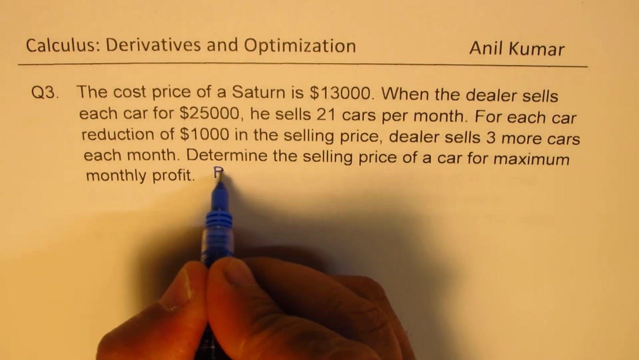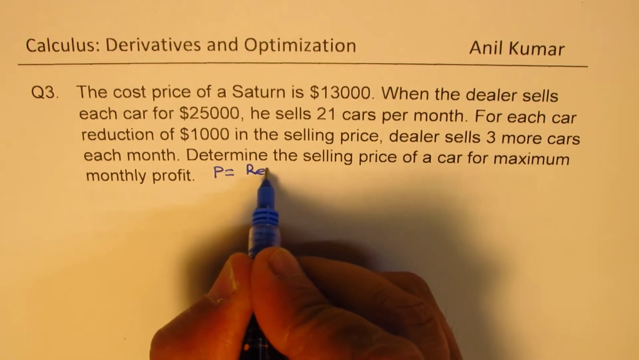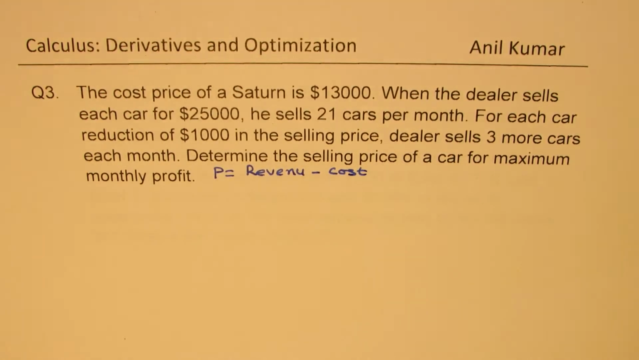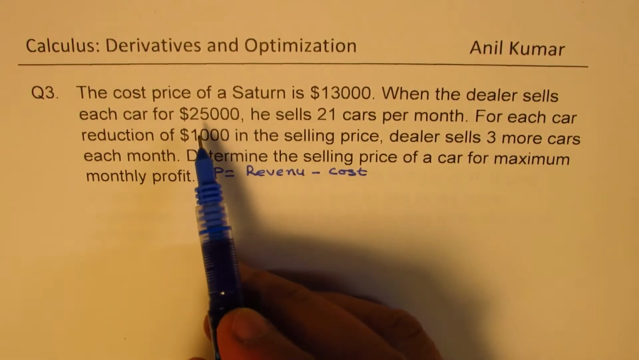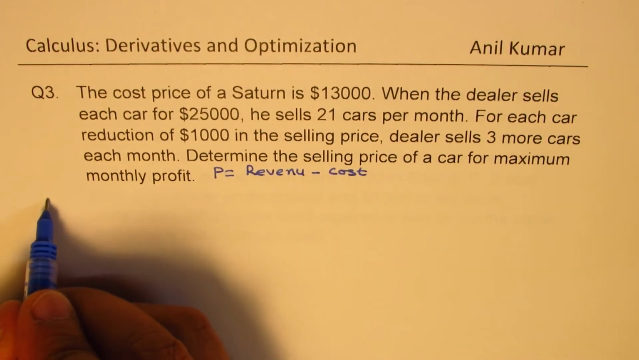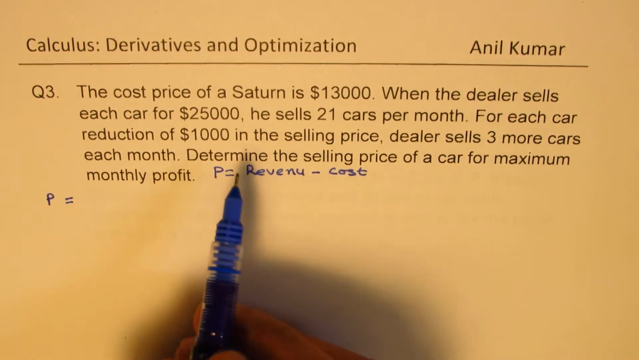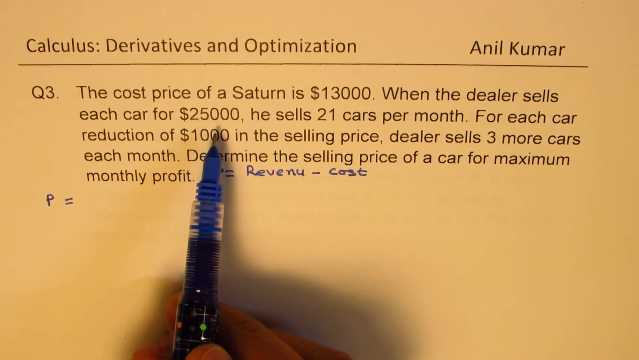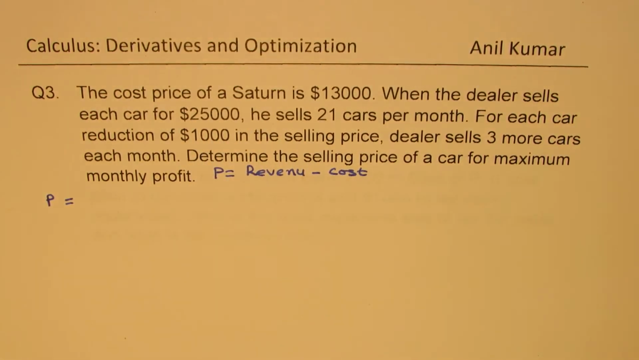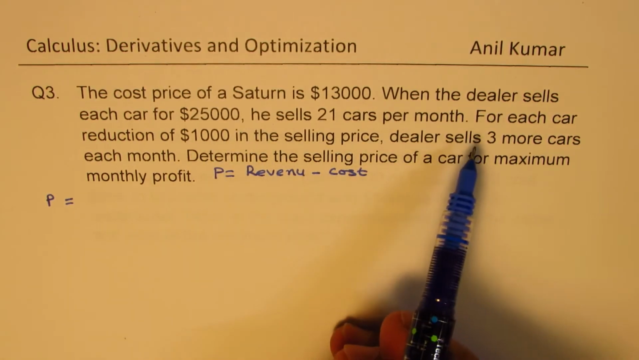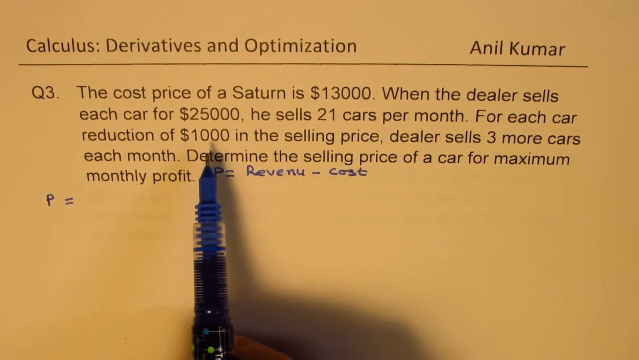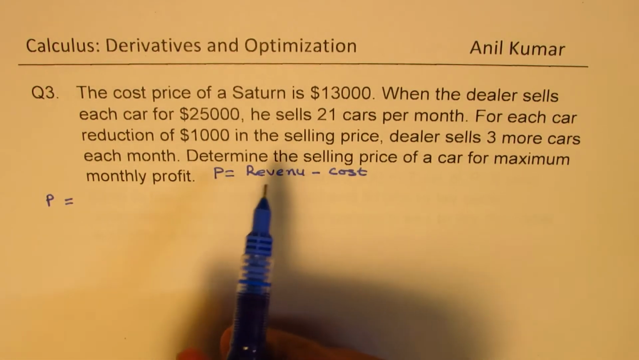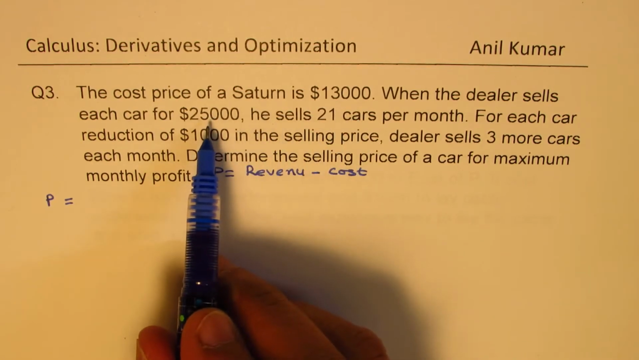So as you know, profit is basically equal to revenue minus cost, correct? So that's the basic formula. Revenue is cost times the number of items. So let's write down the profit function. When he's selling the cars for $25,000, 21 cars are being sold. Now on the reduction, 3 more cars, reduction by 1,000. So for every 1,000, 3 more cars, correct? So we can say that the revenue is the product of the number of cars sold and the cost.